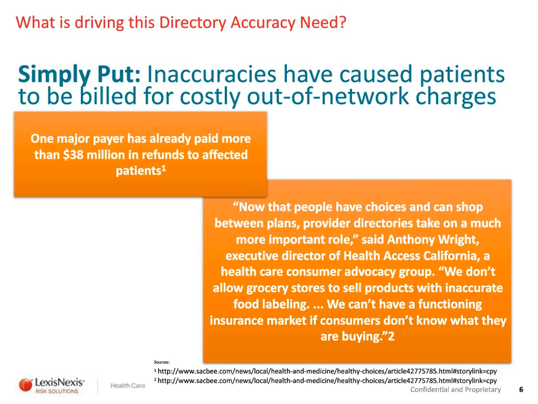Anthony Wright of the Health Access California group likened it to this. We don't allow grocery stores to sell products with inaccurate food labeling. We can't have a functioning insurance market if consumers don't know what they are buying. And this is real. One major payer has already paid more than $38 million in refunds to affected members.